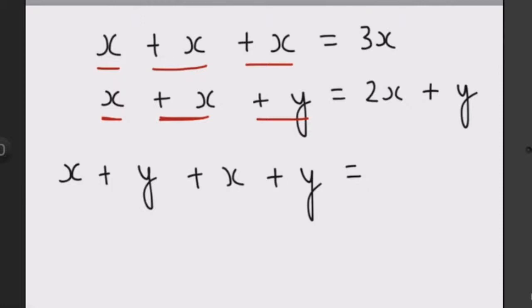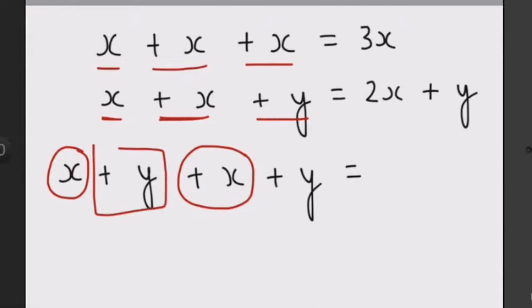Well, what I'm going to do, I'm going to circle all the x's to start off with. So in this case I'm going to circle my x here, and then I'm going to circle my x here, including the sign in front. So the sign in front is important, you'll see why in a second. Now I'm going to put a square around my y's. So I've got a square around my y, including the sign in front, and I've got a square around my y, including the sign in front.